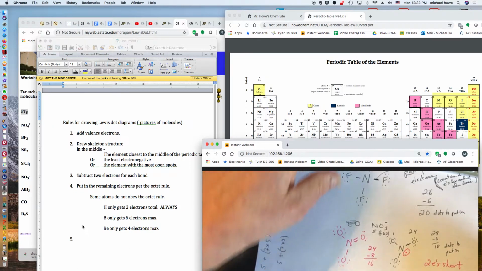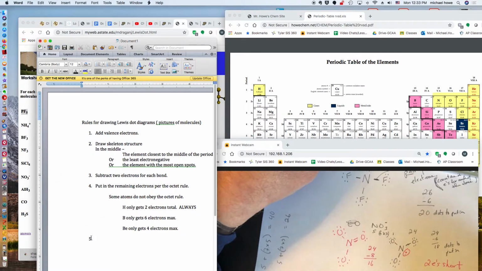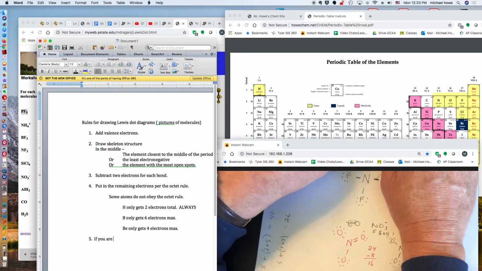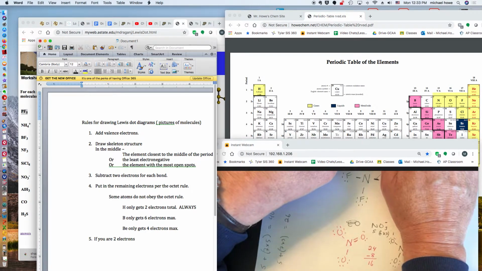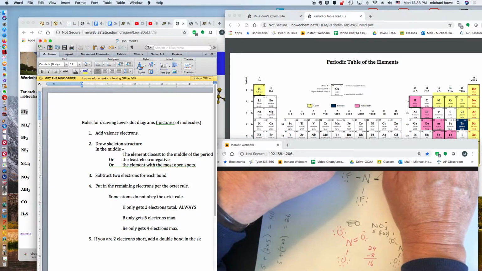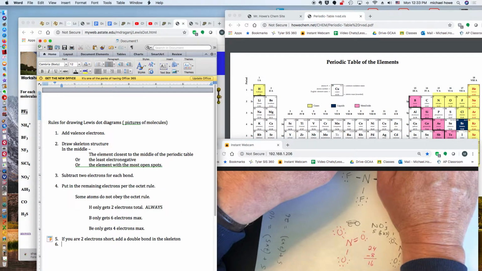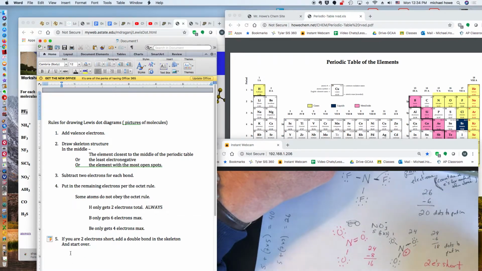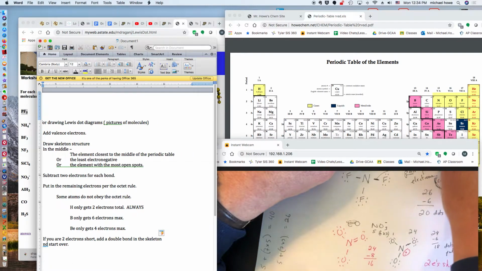So rule number 5 over here is: if you are 2 electrons short, add a double bond in the skeleton structure and start over. Okay, so add a double bond in the skeleton and start over.